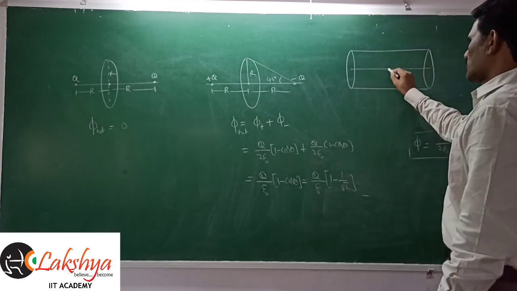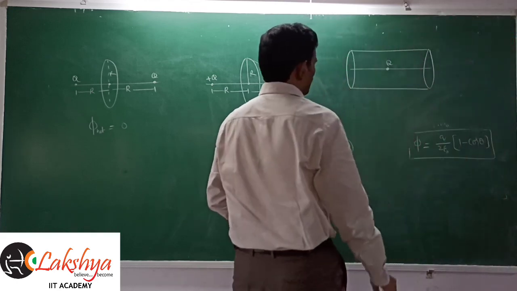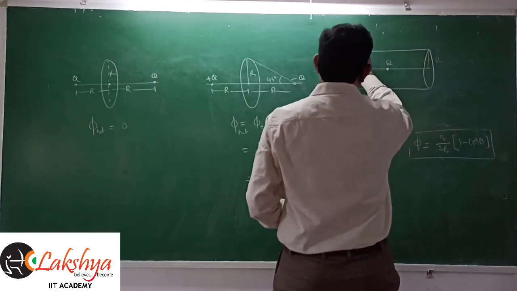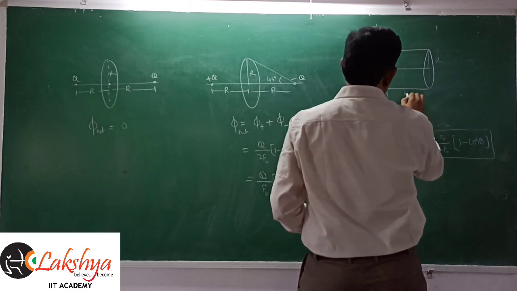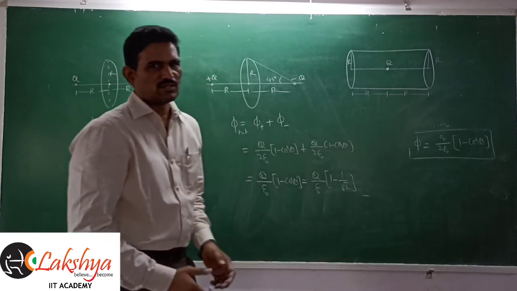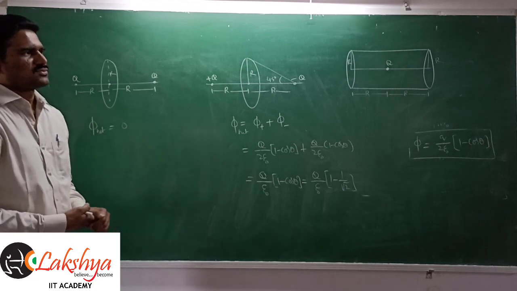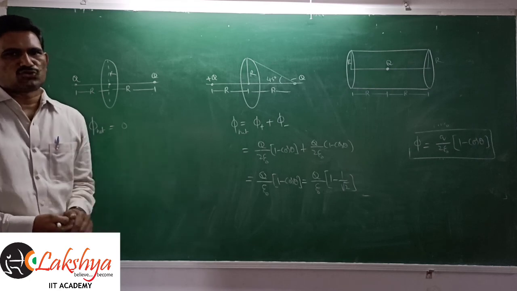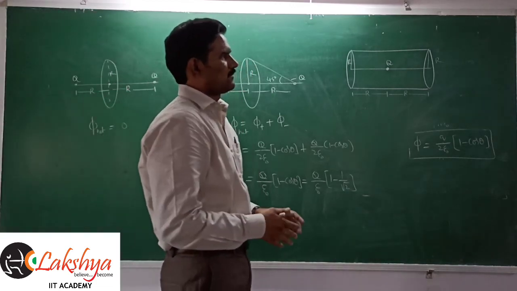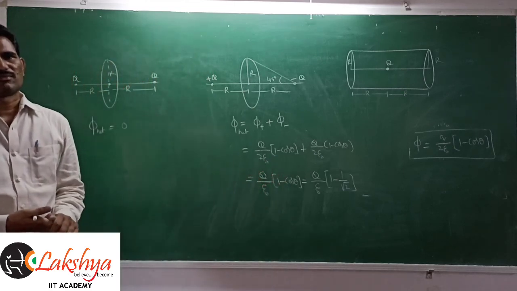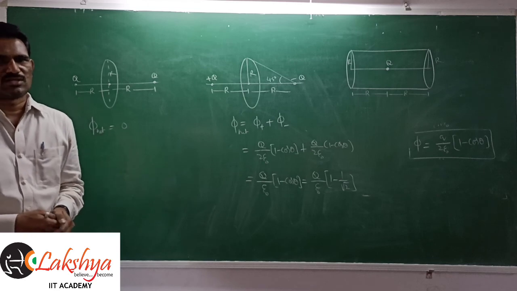This is a cylindrical surface here. We are placing a charge Q at the center. A point charge Q is placed at the center of this cylindrical surface. The radius of the base of the cylinder is R and the total length is 2R, so that this is R and this is also R. Write that down: a point charge Q is placed at the center of a cylinder of radius R and length 2R. Then find the flux passing through each plane surface of the cylinder and the curved surface of the cylinder.